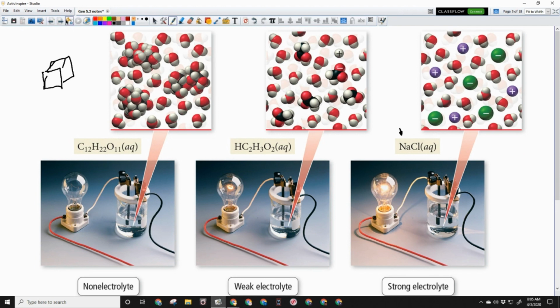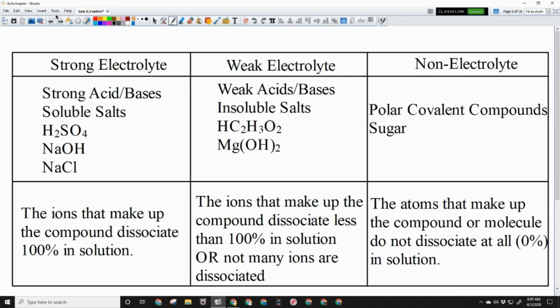Okay, where's my cursor? There it is. All right, so let's put that in a chart form. So go ahead and pause and write down this chart.